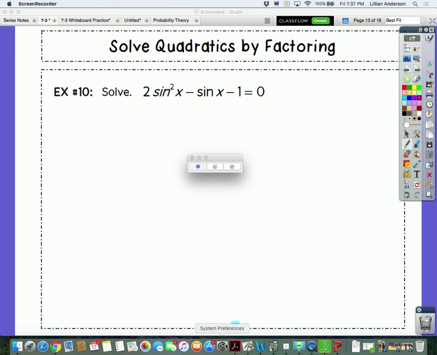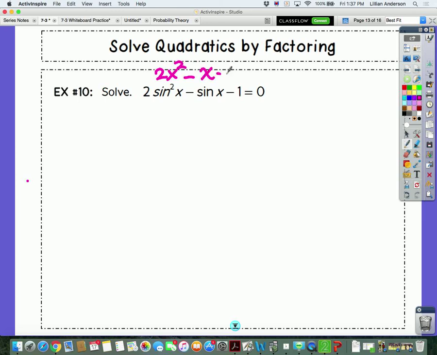All right, so picking up where we left off, we're going to start with this strategy, solving quadratics by factoring. We have the same trig function here, a sine squared and a sine x. So again, whenever you see that, you should think, I need to factor this. It's the same thing as saying 2x squared minus x minus 1. And if you can factor this, what's in the pink, then you can factor this problem here, okay?